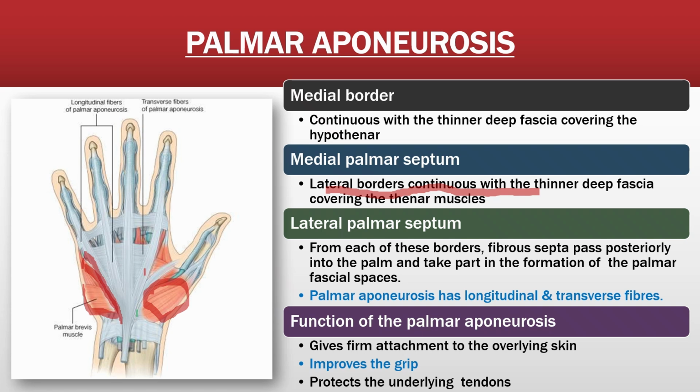Okay, so we have this palmar aponeurosis, the medial septum, and then we have the medial border. And also we have a lateral palmar septum which is sending slips on the flexor retinaculum, and it divides the underneath of the palmar aponeurosis into the fascial spaces. Okay. The function is that it improves the grip, it provides attachment to the underlying structures, and also it provides attachment to the overlying skin. Okay. So that is the function of this deep fascia.